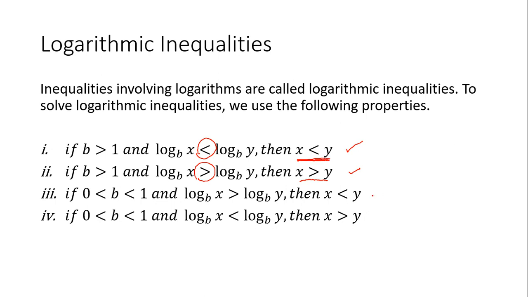Okay? While for the third and the fourth properties, dito naman papasok mga anak kapag yung base natin is greater than 0 but less than positive 1. Meaning, ito po yung mga fraction na base, nakadecimal, basta any number that is less than positive 1, but make sure that it is greater than 0. Dito naman po may onting changes. If the logarithm of x with the base of b is greater than the logarithm of y with the base of b, then x becomes less than y.